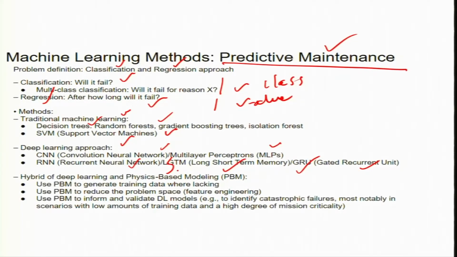Now, there is a hybrid of deep learning and physics based modeling. So, you can use the physics based modeling to generate the training data set where the data is lacking. Similarly, you can also use physics based modeling to reduce the problem space, that is, you can use it for feature engineering. You can use physics based modeling to inform and validate different deep learning models and so on. So, we have now covered the entire predictive maintenance from the machine learning aspect.